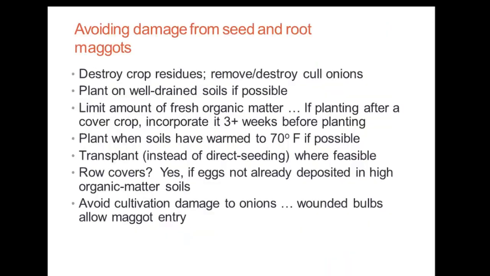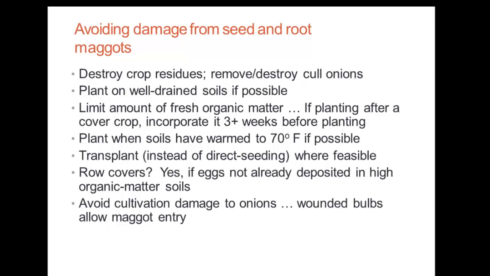So, what can you do to control these or minimize their damage? You destroy crop residues. In the case of onions, you destroy cull onions. You plant them on as warm and as well-drained a soil as possible. And of course, we like to plant onions and some of these other things as early as possible in some cases too.